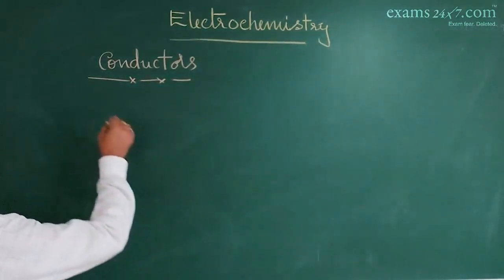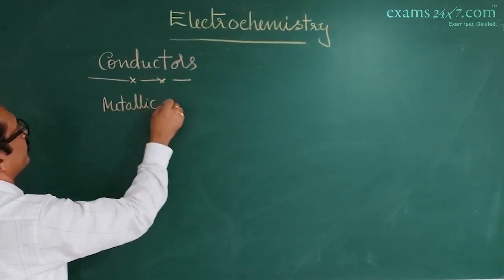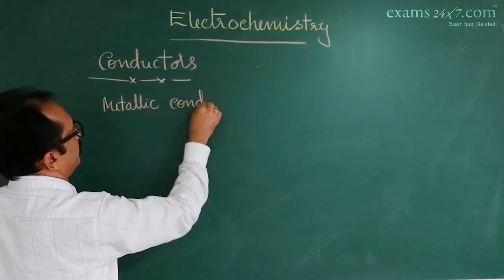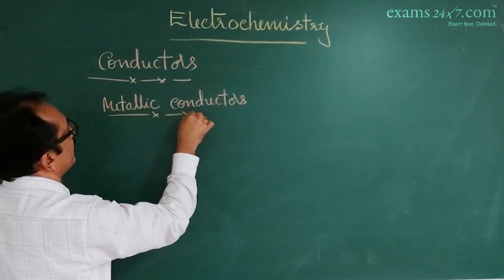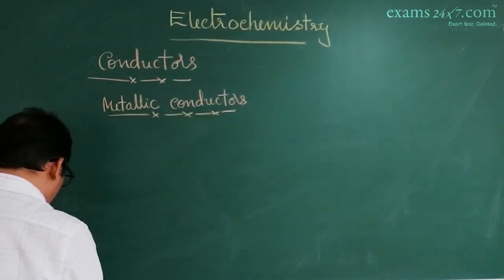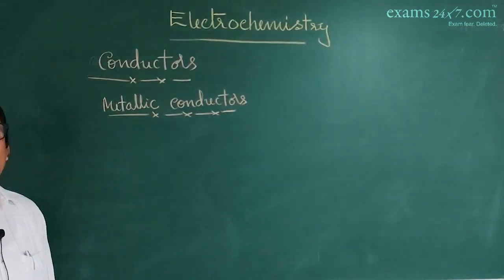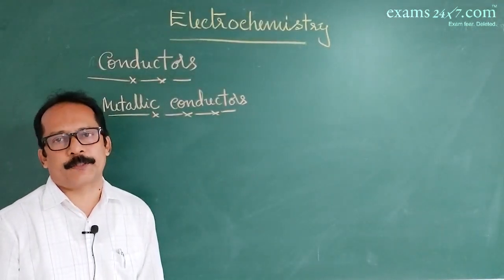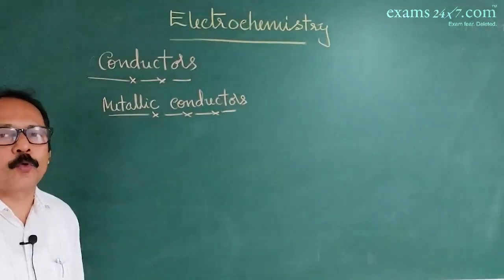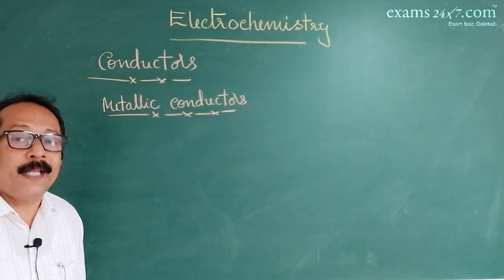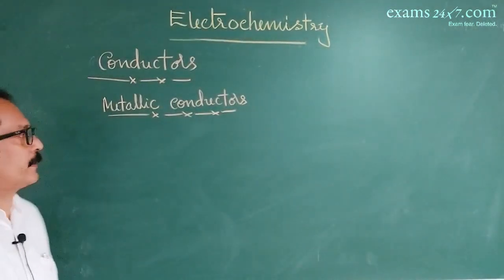There are two types of conductors: metallic conductors and electrolytic conductors. In a metallic conductor, the flow of electricity occurs without the decomposition of the substance, and electricity flows due to the flow of electrons. That kind of conductor is called a metallic conductor.